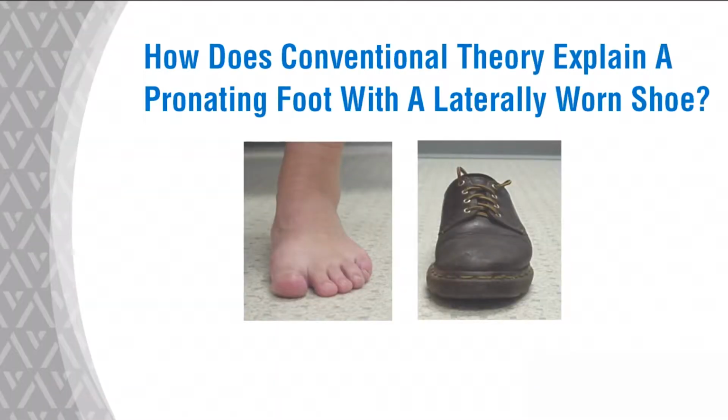Take a look at the foot you see in front of you. It's pronated, there's no doubt about it. But look at their shoe. The foot rolls in, but the shoe rolls out. How possibly can that happen?